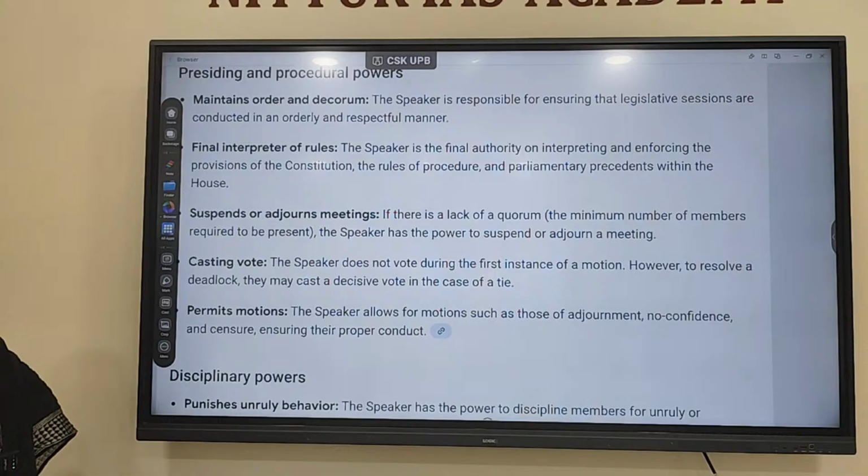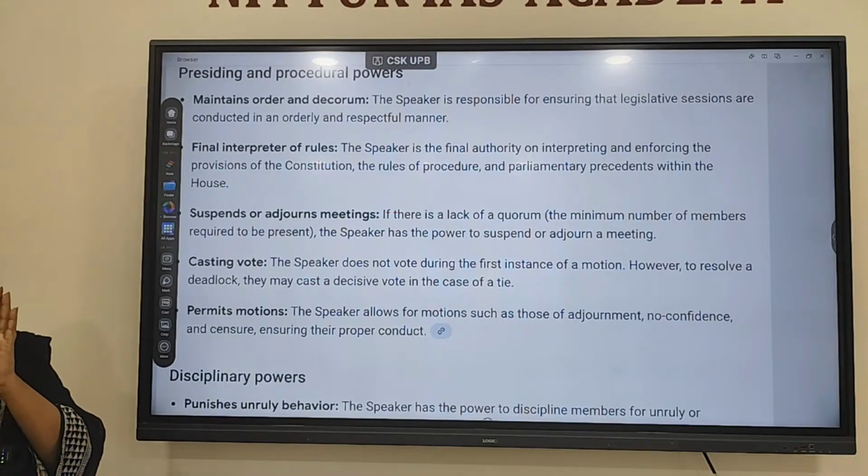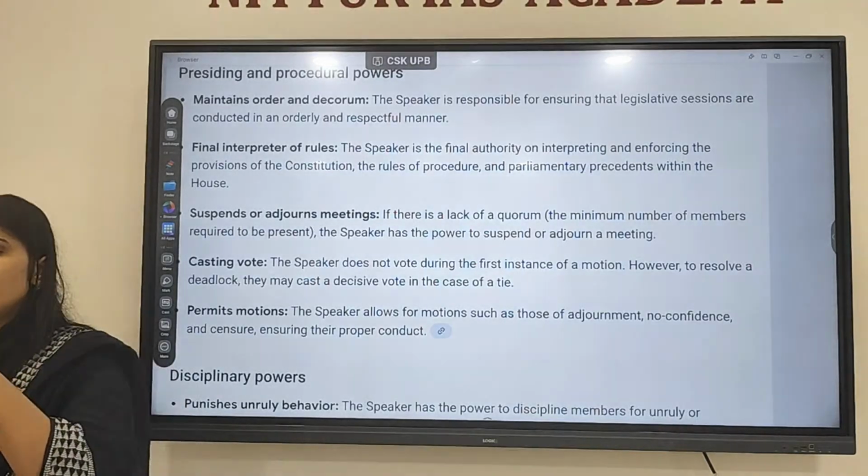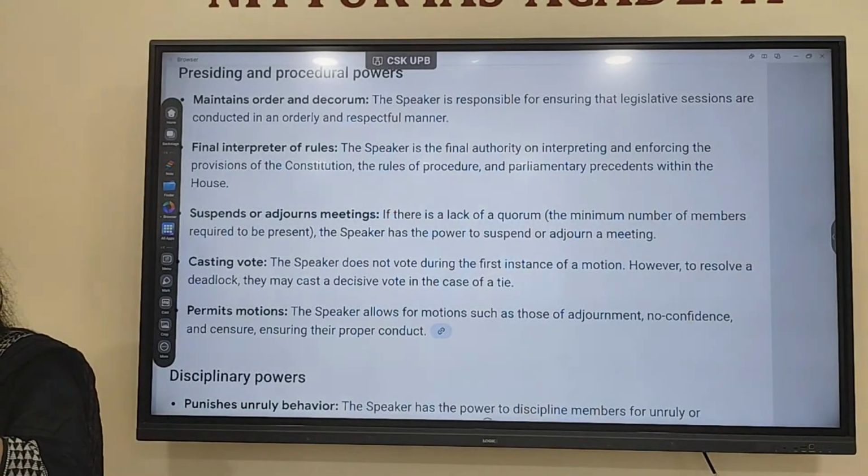Next comes casting vote. Casting vote means special vote. If there is any deadlock in Lok Sabha, okay, some of the people have voted in support, some of the people have voted against. Think that out of 543, 500 are present. 250 votes in support, 250 votes against. If the votes are equal, then who will have the right for casting vote?